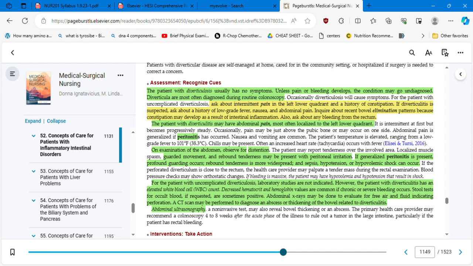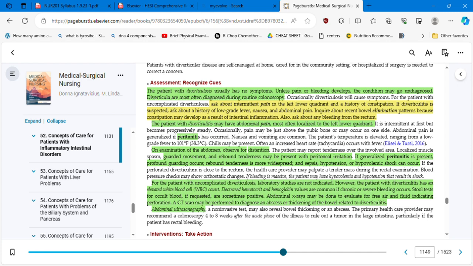The patient with diverticulitis may have abdominal pain, most often localized in the left lower quadrant. On examination of the abdomen, observe for distension. Yeah, it has to be a lot of content inside to be noted as distension, right? So that's why a history, proper questions, the right questions, and the history and pattern of the bowel movement are crucial to determine this.